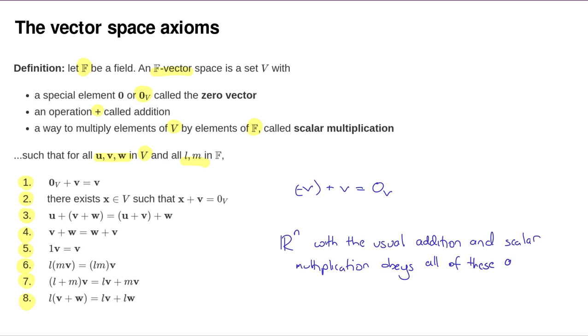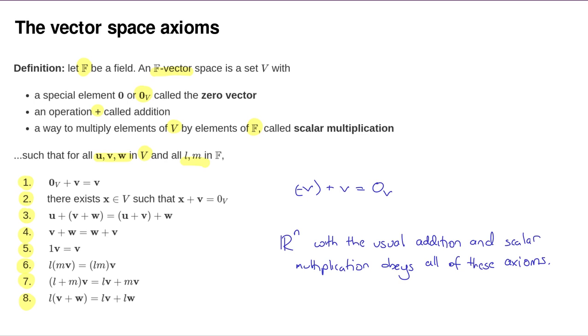So let's call them axioms rather than rules. One important thing to take from this definition is precisely what you need to give in order to define a vector space. If you want to define a vector space, you have to say which field you're talking about, so which scalars you're going to be allowed to multiply by. You also have to give a set V, which is going to be the vectors in your vector space.